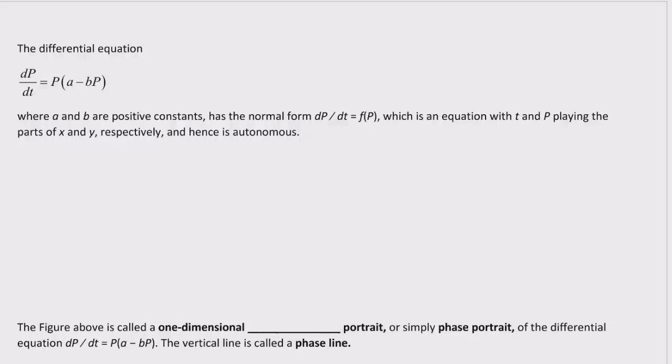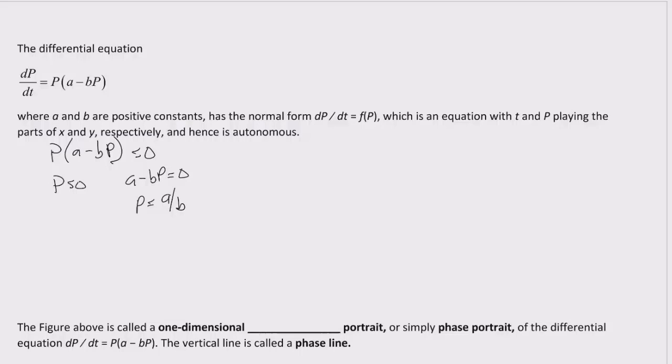Since we're trying to have a conversation about critical points, we want to see if there are any values of P that would give us some particular solutions to this equation. If I take that factored form and set it equal to 0, I can get P equals 0, and I can get a minus bP equals 0. If I solve for that, I get that P is going to be a over b. So there's potentially two critical points that we can analyze.